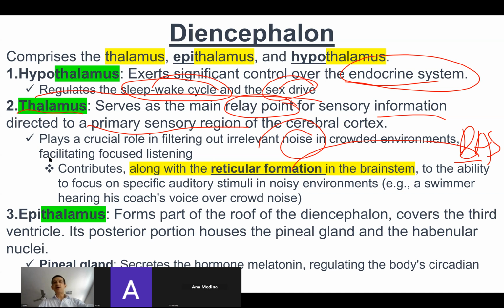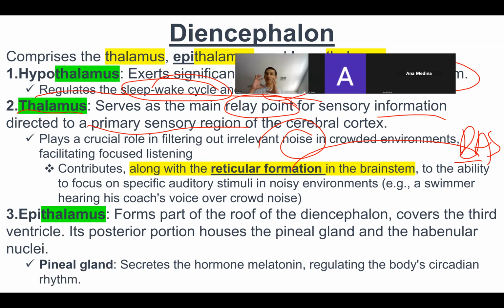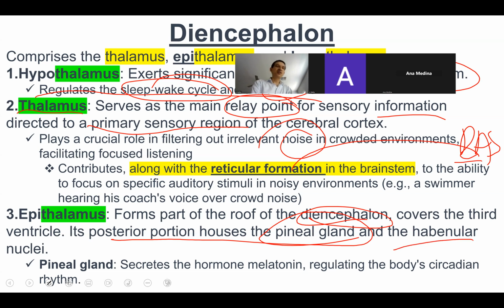Epithalamus is the roof of the third ventricle, roof of the diencephalon, and it's the posterior-most portion as well. The posterior portion of the epithalamus houses its largest portion, and that's called the pineal gland, also known as epiphysis. Epiphysis, pineal gland, different names. The stalk contains the habenular nucleus responsible for pain, but the pineal gland actually secretes melatonin.